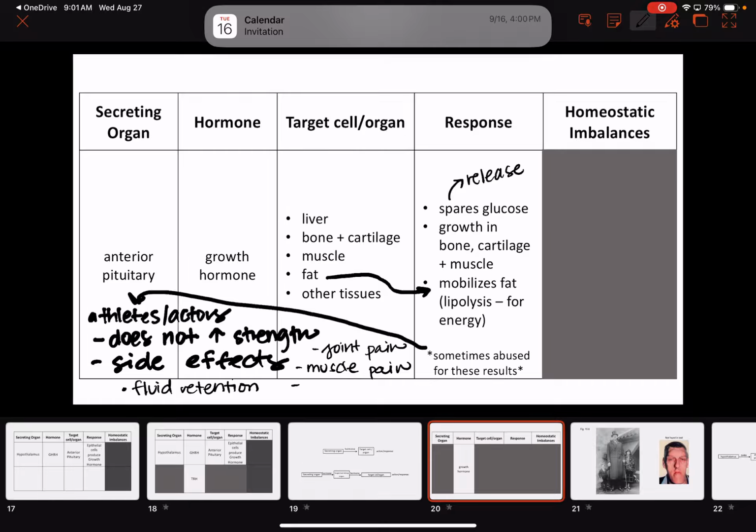And if it's sparing glucose and making sugar more available in the bloodstream, what do you think is also a risk? Diabetes. Okay? That's also a risk for those that abuse growth hormone. And then if we're increasing growth in general, what's another risk? Cancer.